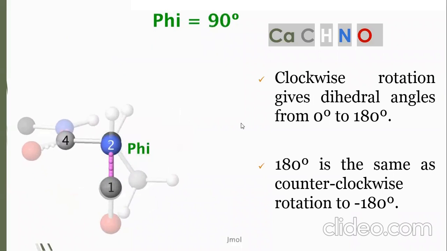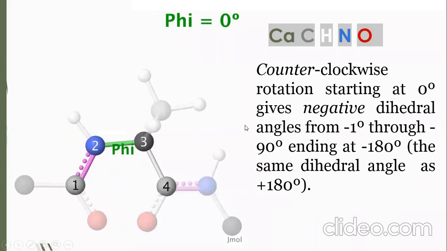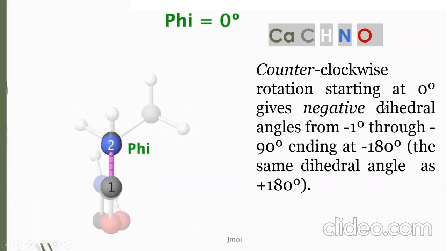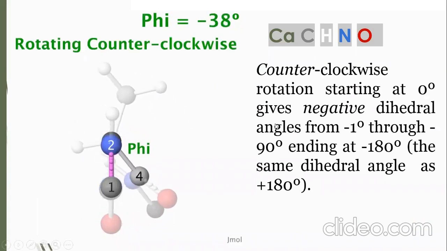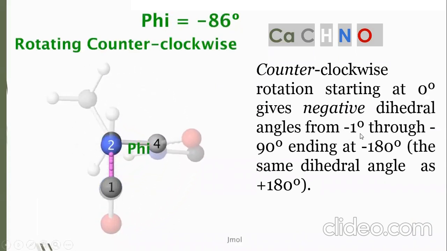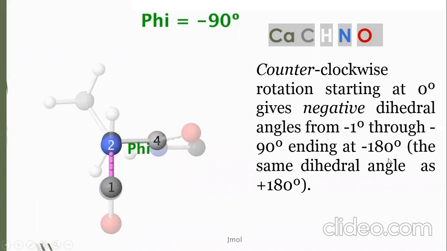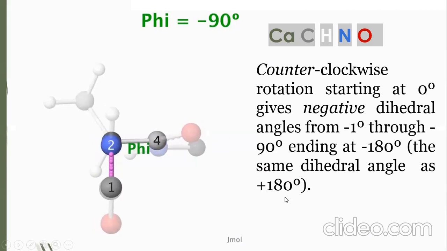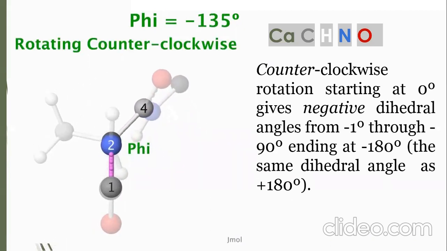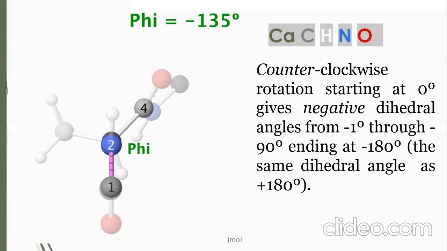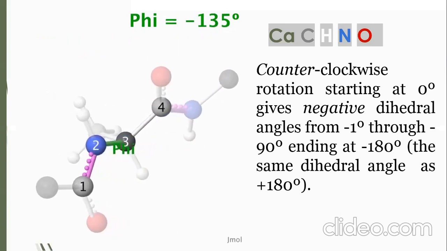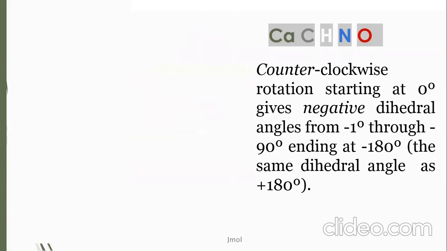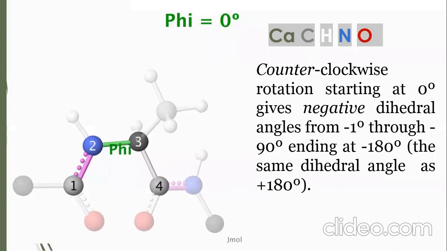That's good. And next to it, that was 0. So counterclockwise rotation starting at 0 gives negative dihedral angles from -1 through -90, ending at -180, which is the same dihedral angle as +180. Check it like this. This is anticlockwise or counterclockwise, and that will give us negative values of the angle. It's minus, so check it once more.